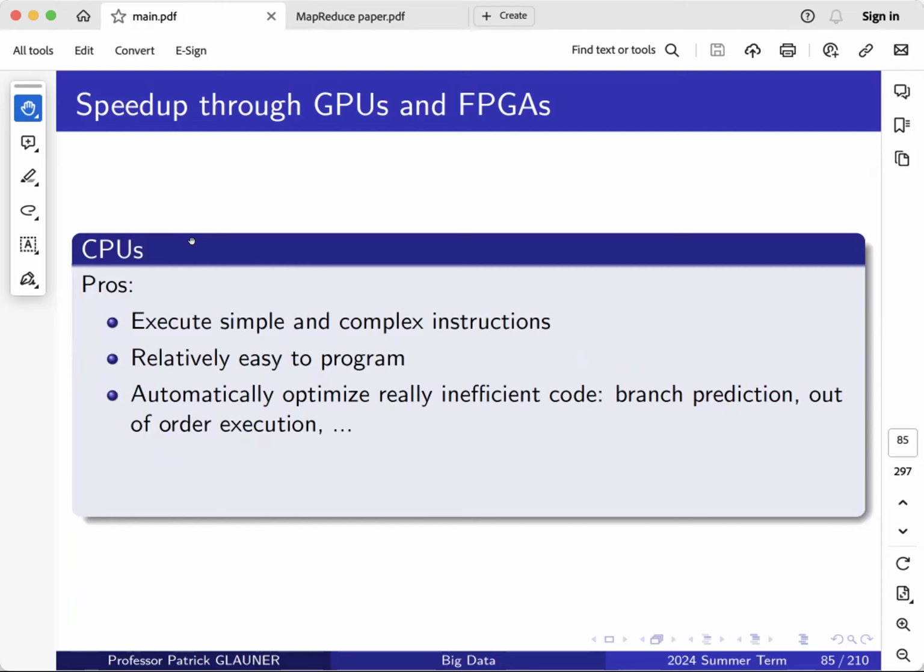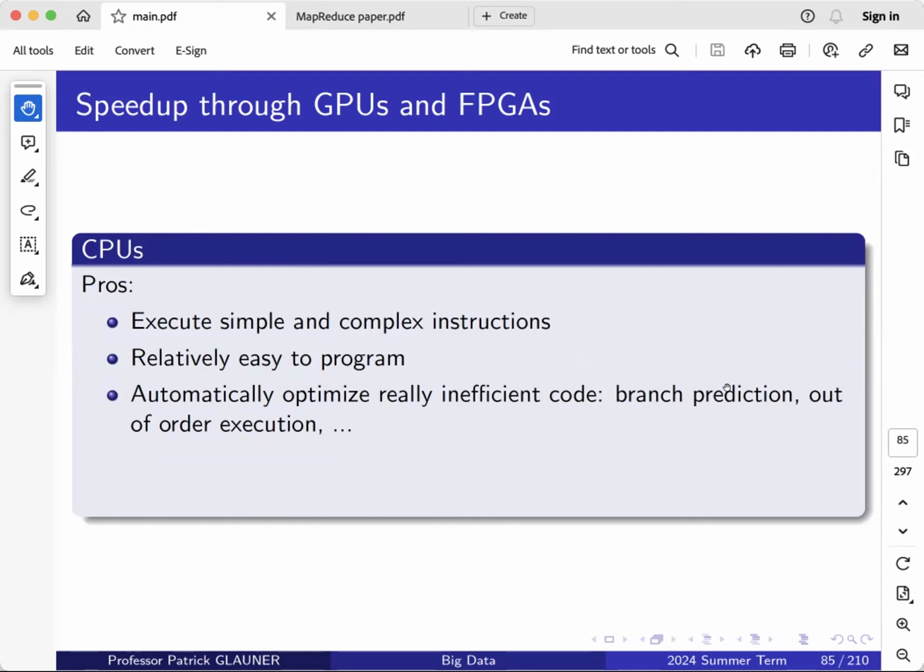And the great news is, even if you write very inefficient code, a modern CPU can help you to massively speed up your inefficient code. For example, there's branch prediction. Branch prediction is something extremely important, because a branch would be if you have an if-else in your code.